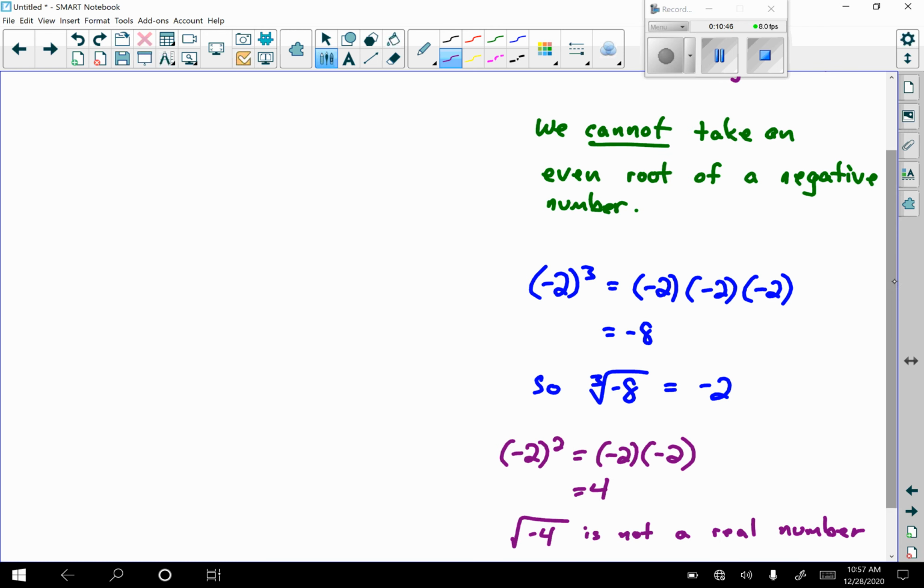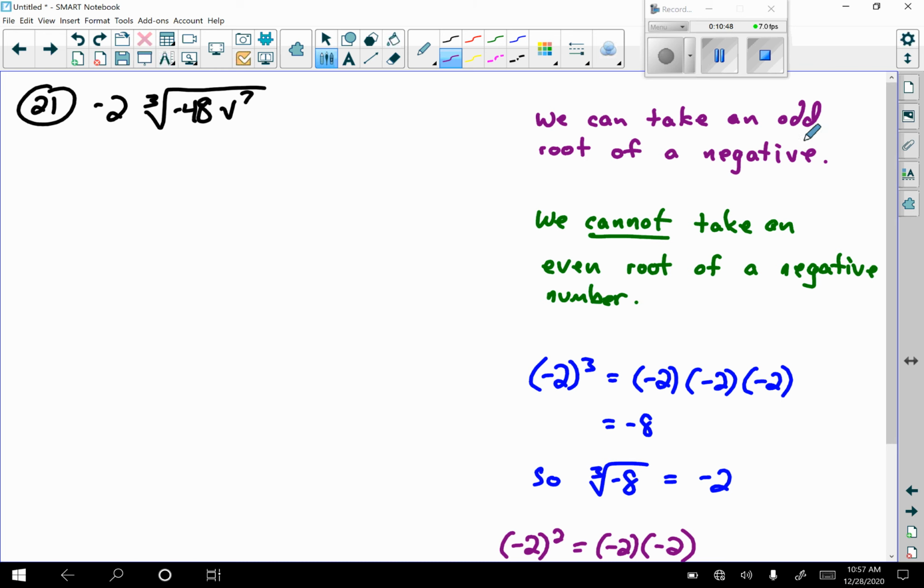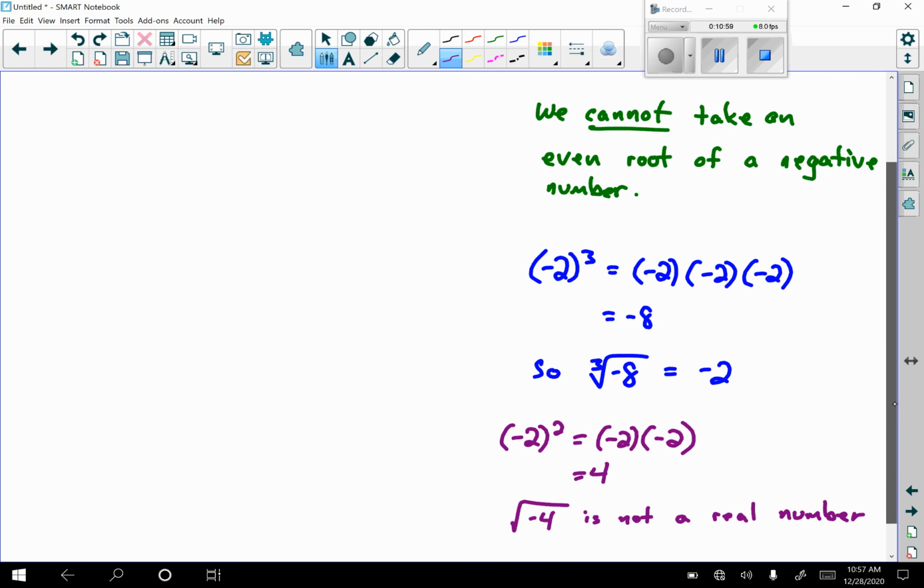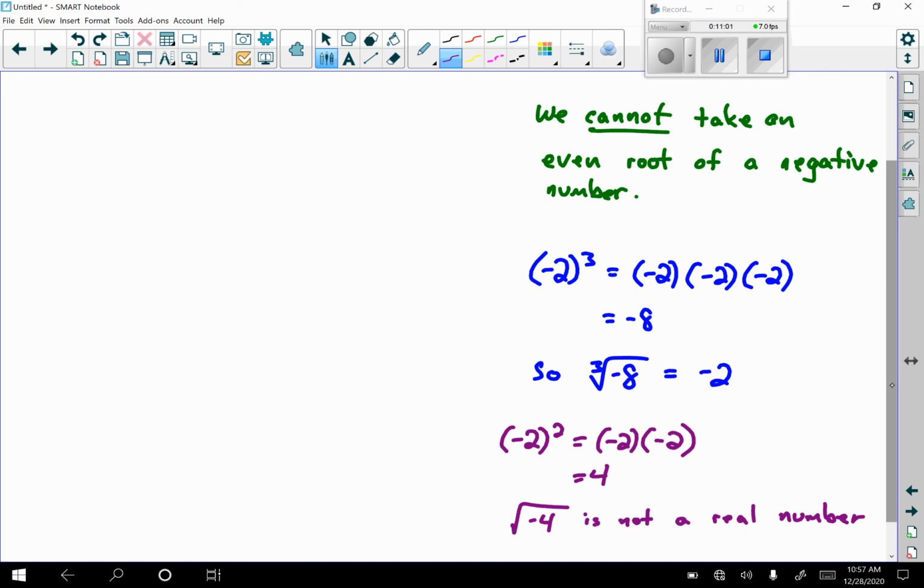So going back up to this, as long as the root we're taking is odd, we can have a negative number underneath. If we're trying to take an even root, a fourth root, a sixth root of a negative number, right now that is not possible. But we will get to that eventually. So pause the video to continue writing that down.